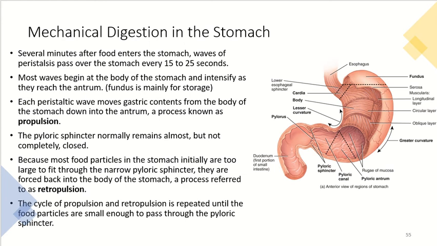The pyloric sphincter is normally going to remain almost, but not quite all the way closed. So it's going to be just barely open. This is useful because most food particles in the stomach are initially going to be too large to fit through that very narrow pyloric sphincter. They are going to be forced back into the body of the stomach in a process that's called retropulsion. This cycle of propulsion and retropulsion is going to be repeated until those food particles have been broken down into something that's small enough to pass through that narrow little pyloric sphincter.